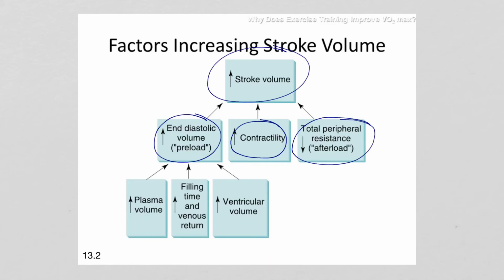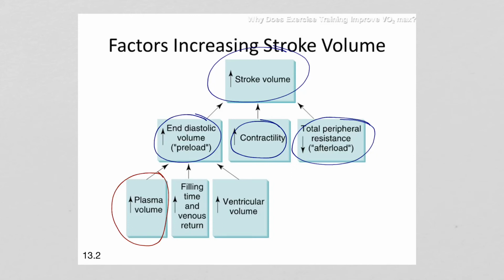So let's take a look at how those change after a period of endurance training, maybe several weeks or at least several months. The main reason that your end diastolic volume or your preload will increase after endurance training is because of an increase in plasma volume. We've seen before, we showed an increase of 7 to 10 or 12% of plasma volume. That just means you have enhanced your venous return, and the heart will fill up a little bit more between each beat.